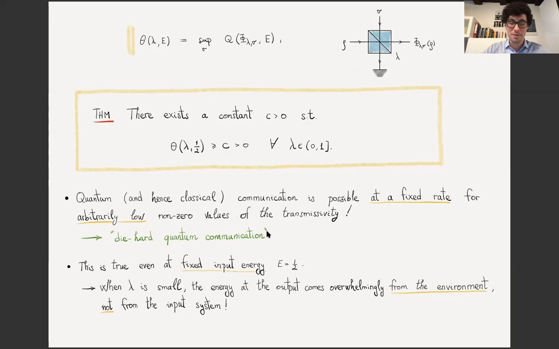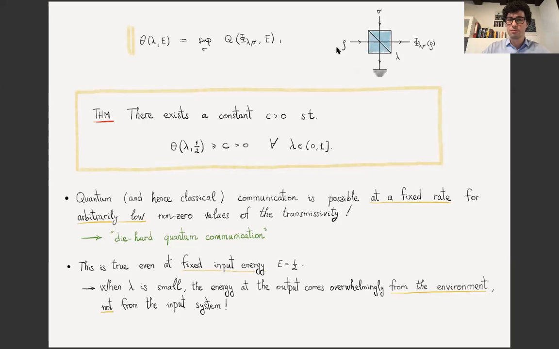This is the reason for the nickname of the paper, Die Hard Quantum Communication, because you are not able to kill the quantum communication even when the transmissivity is very small, if you allow a benevolent helper to play their role. And this is true even when you fix the input energy.